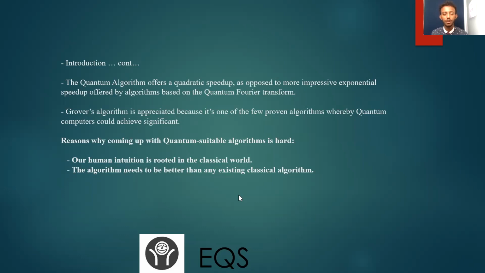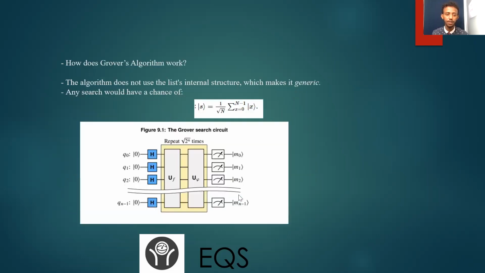The problem with coming up with quantum suitable algorithms is that human intuition is rooted in the classical world, since all of our interactions are classical, and when we look for algorithms which we could apply in quantum computers to get some advantage, those algorithms need to be better than any existing classical algorithm. So Grover's algorithm is a really important algorithm because it's one of the rare cases in which quantum computers have been proven to be advantageous. So how does Grover's algorithm work, you might wonder.